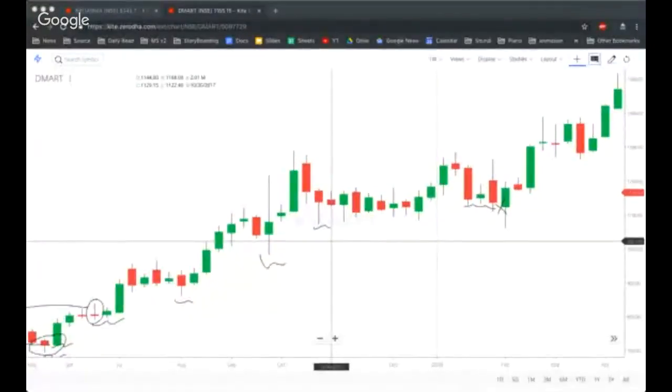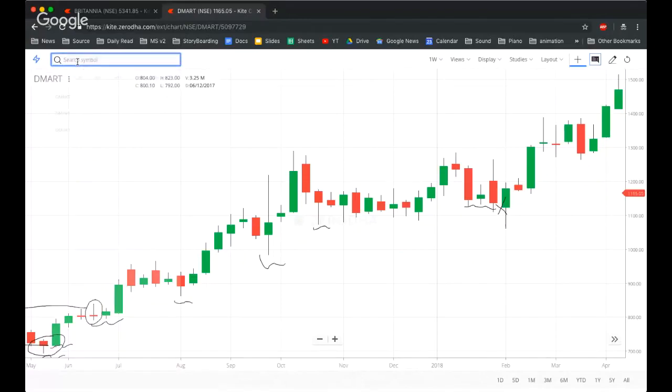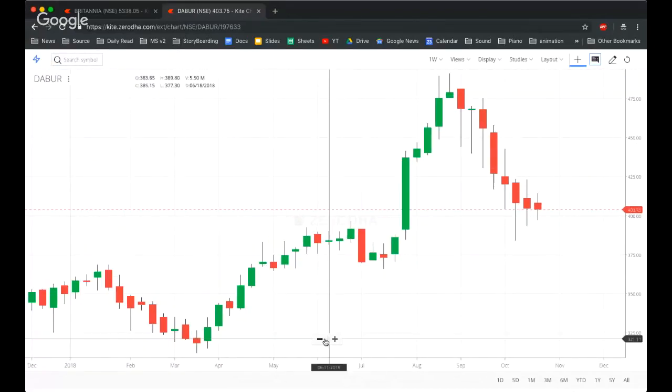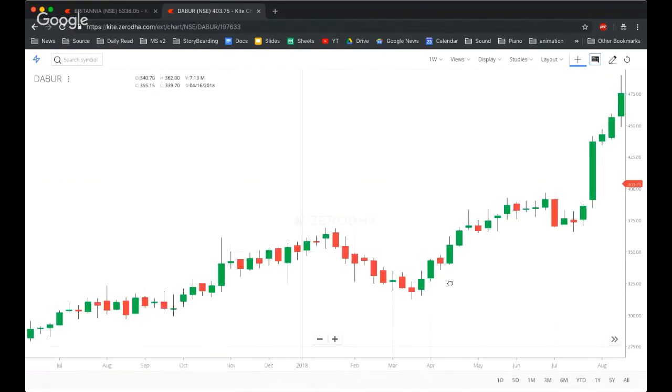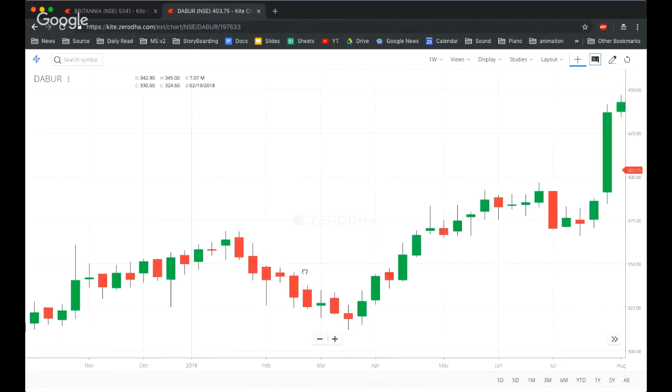So let's continue, see more examples. So what's next? We did DMart, then okay, Dabur. So I'm just going list wise according to market cap. I'm not selecting these stocks, remember, I'm just going according to market cap and just selecting it. Okay, so let's see this example. This is a very painful example.